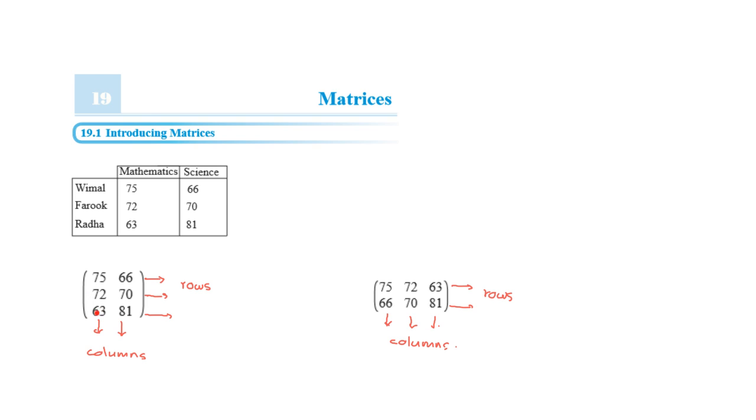In this one, rows represent students and columns represent subjects. I write it here. Rows, what you have? Students. Here what you have in columns? Subjects.